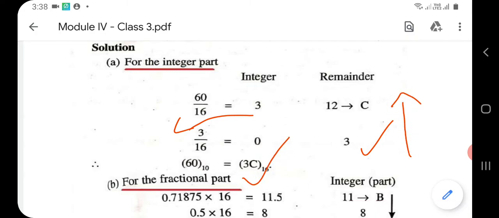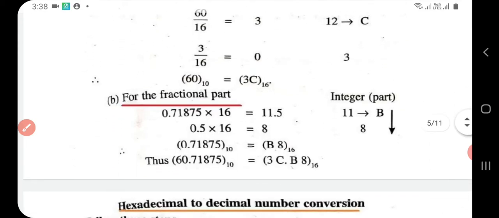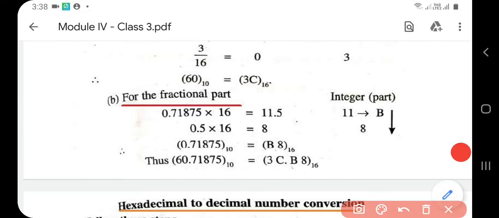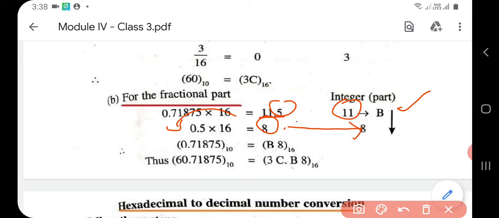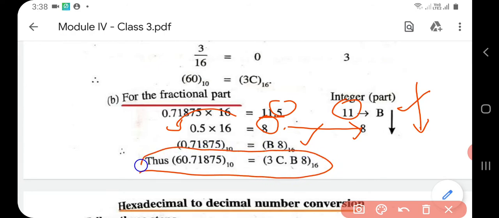Now, the other part of the question: you are going to convert this fractional part into hexadecimal. So instead of dividing by 16, you multiply by 16. You get the number 11.5. This 11 is written here, and instead of 11 you write the equivalent letter, that is B, and 0.5 alone is taken and again multiplied by 16. You get 8, and it is written here. The fractional part becomes 0, so you stop multiplying, and your answer from top to bottom is B8. On combining these two, you get the final answer.